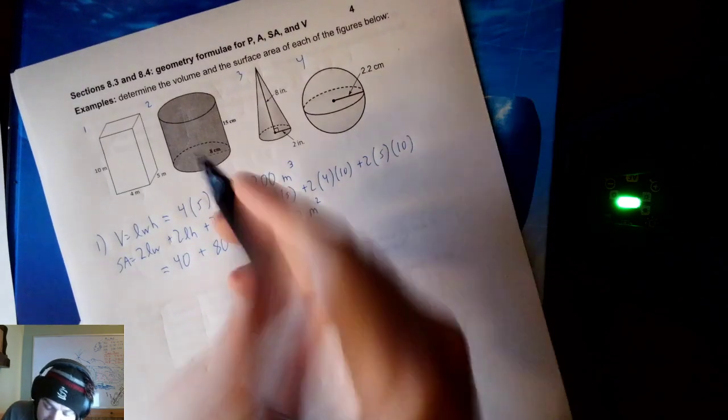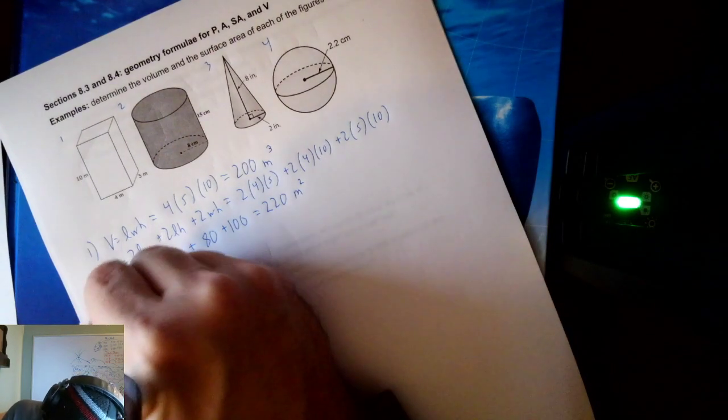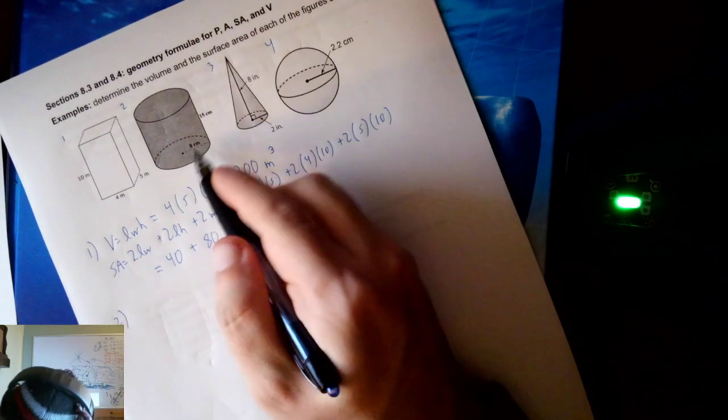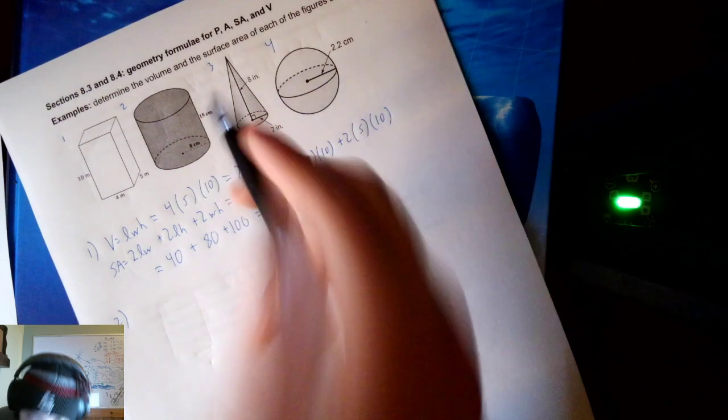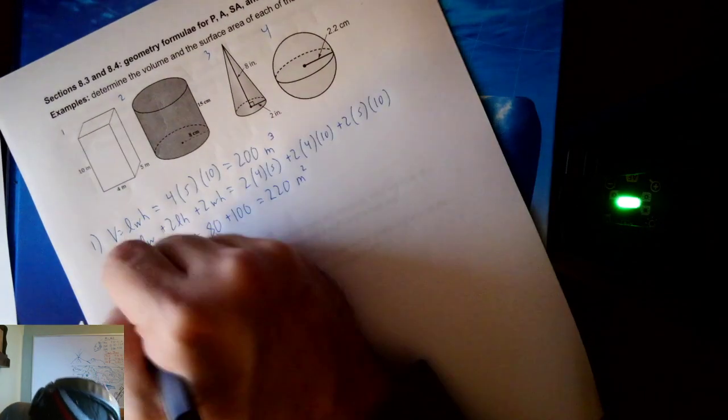Now, let's try the cylinder. We'll do the same thing. We're going to take our formulas. Notice it already gives me the radius, right? And it's always good to double check. They're both centimeters. Always double check your units, right?